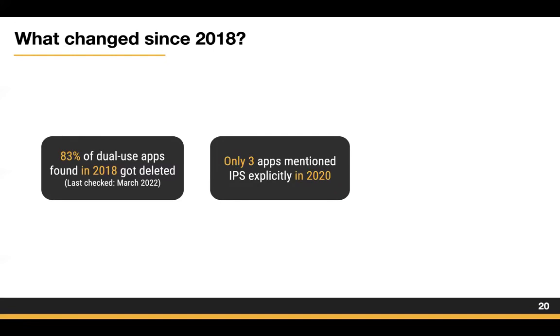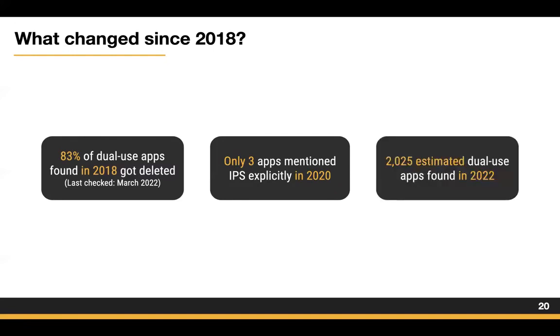Finally, we crawled Play Store this year again for 1 day. We estimate that more than 2,000 apps are found in our last crawl in 2022. We noticed that dual-use apps get deleted frequently, but newer dual-use apps get uploaded in place of the old ones.